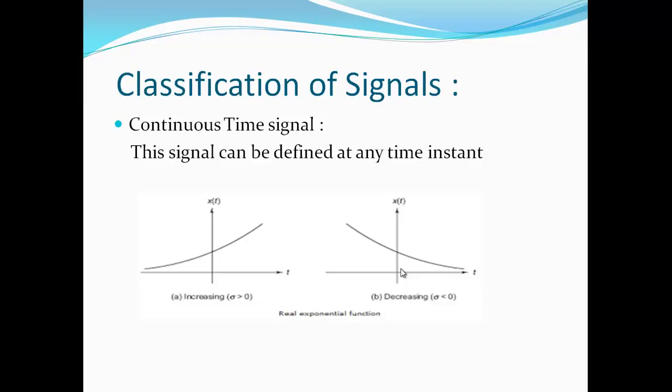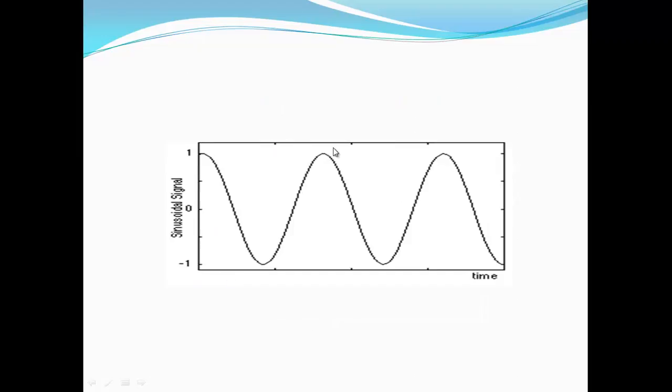What type of signal is this? Exponential signal. This one is an increasing exponential signal, and this one is a decreasing exponential signal. So both are examples of continuous time signal. In a continuous time signal, you just consider the time axis. This is also another type of continuous signal, considering the time axis, and it's a sinusoidal signal.